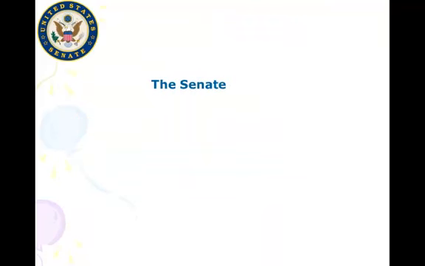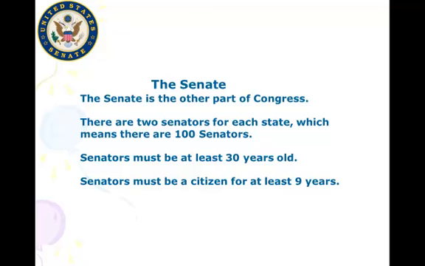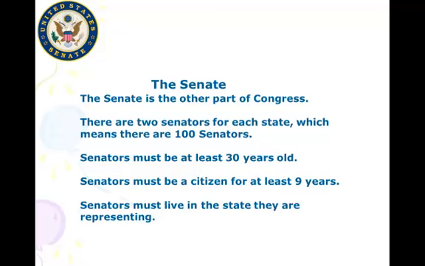The Senate, or the upper house, is the other part of Congress. The Senate is based on equality. Every state, no matter how large or small the population, gets only 2 senators. Since we have 50 states, that means there's a total of 100 senators in Congress. Requirements for senators to be elected are that they must be at least 30 years old, have been a citizen for at least 9 years, and live in the state they're representing.